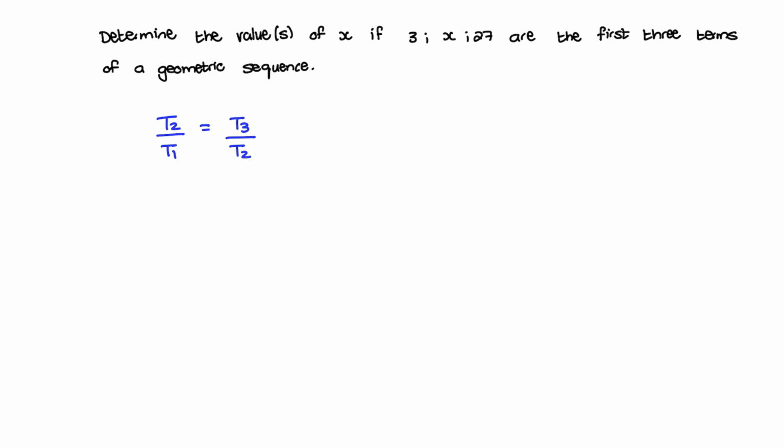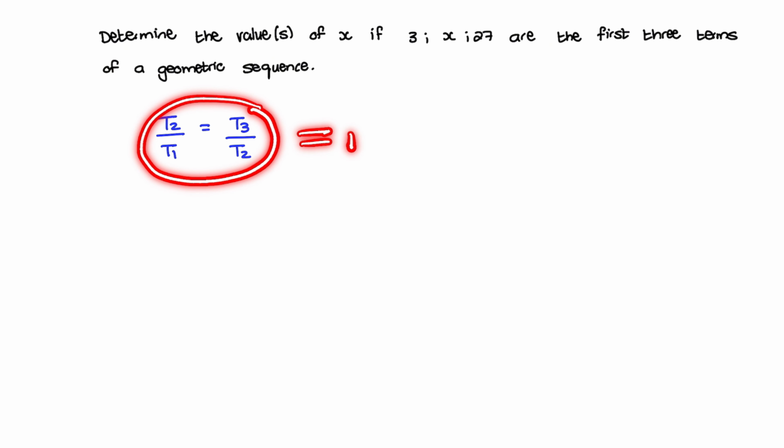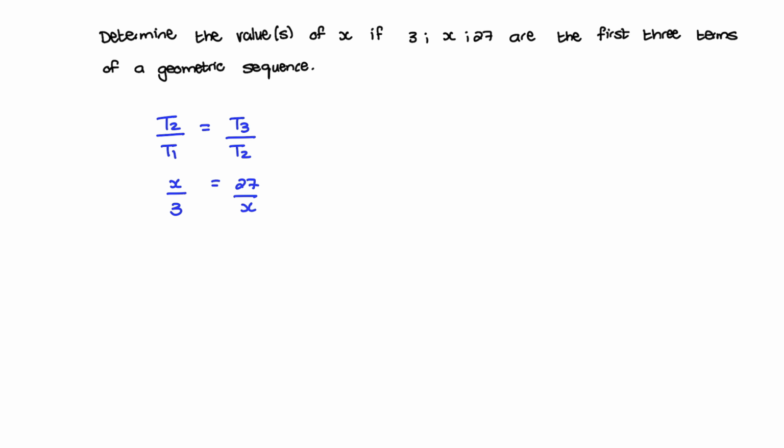So what we want to do is to determine the value of x, and what I'm doing now is I'm finding the constant ratio between terms. So we know that term 2 is equal to x, term 1 is 3, term 3 is equal to 27, and we are dividing that by term 2, which is equal to x.